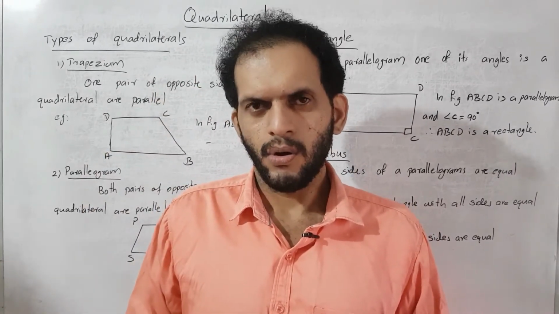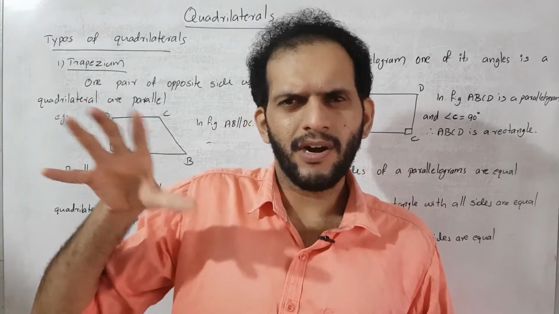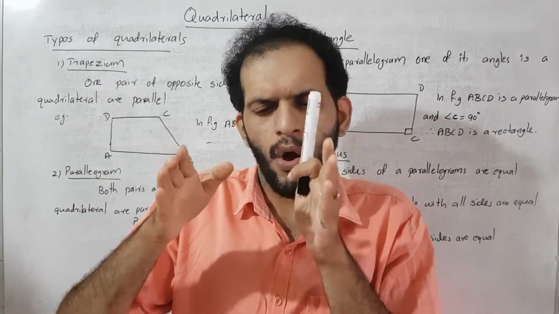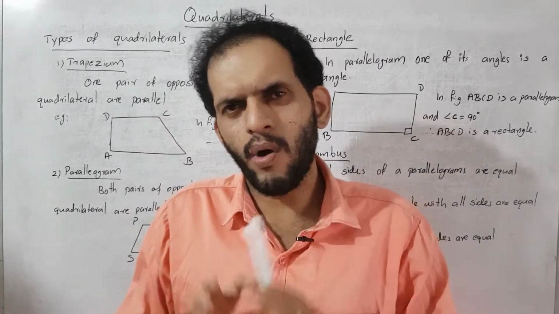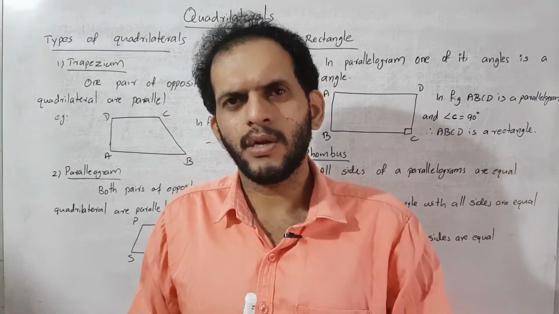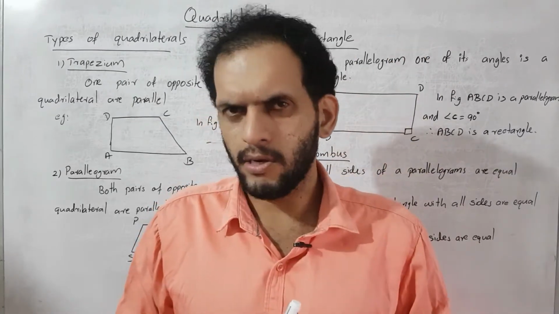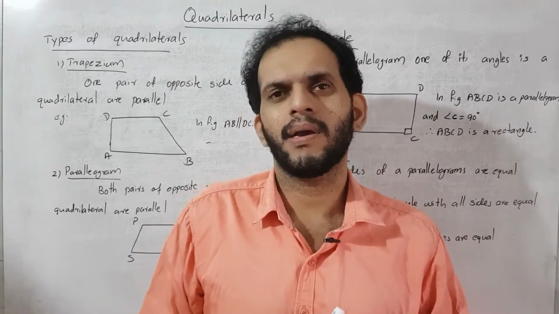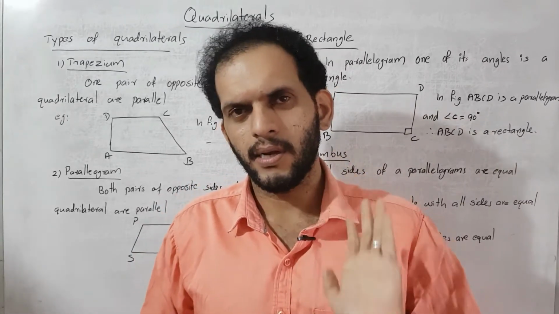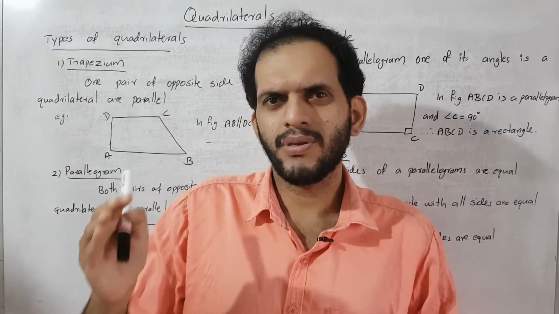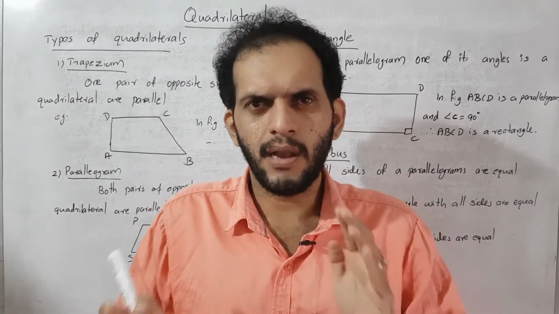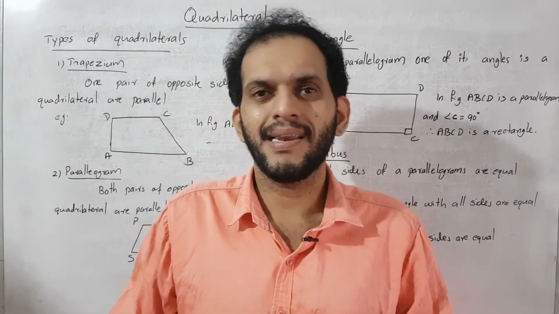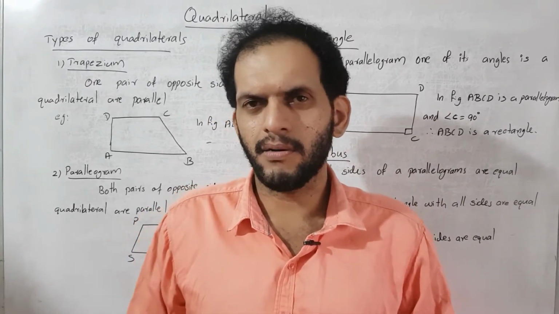Then what is the difference? Here we reduce the definition. In the case of a parallelogram, if only one angle is 90 degrees, then surely all other angles are 90 degrees. So it is not needed to say all angles are 90 degrees; it is enough to say one angle is 90 degrees.